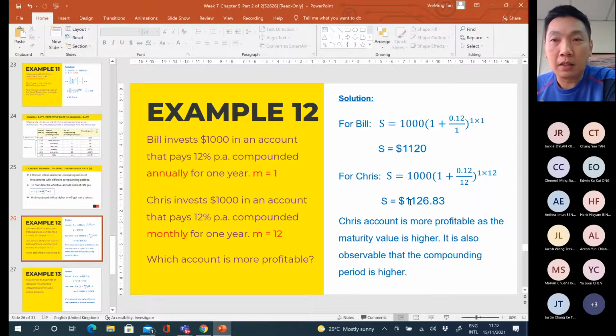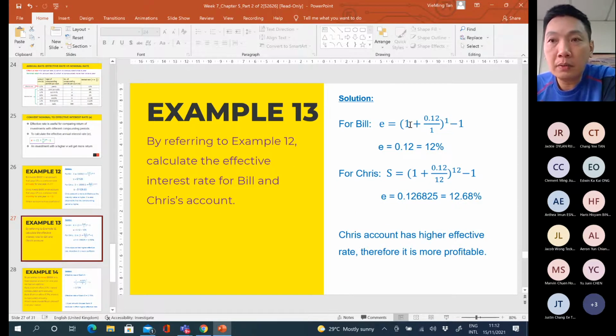Besides using S, you can also use the E value, the effective rate, to do the comparison. The higher the effective rate, the higher the return on the investment. So let's try example 13. For Bill, the effective rate formula is 1 plus K over M, power M, minus 1. Minus 1 is the constant number. M is 1 because the interest is compounded yearly for Bill's investment, so it's 12%. For Chris, the difference is that M is 12. Simplify, and you'll get 12.68%.